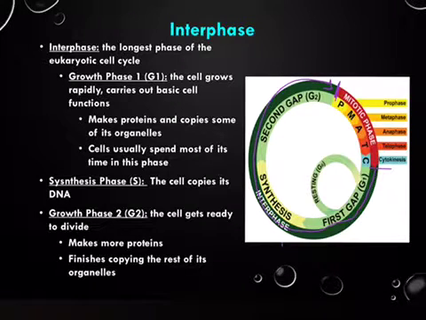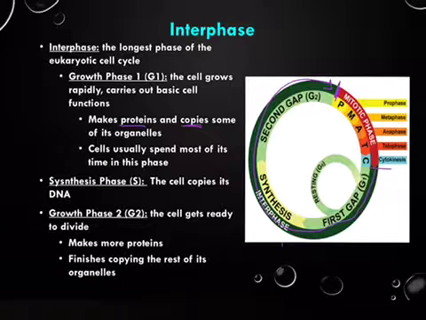So the first gap is called G1 or growth phase 1, and this is when the cell grows rapidly and it carries out basic cell functions. This is where we make proteins and we copy some organelles. Cells usually spend most of its life during this first gap phase.